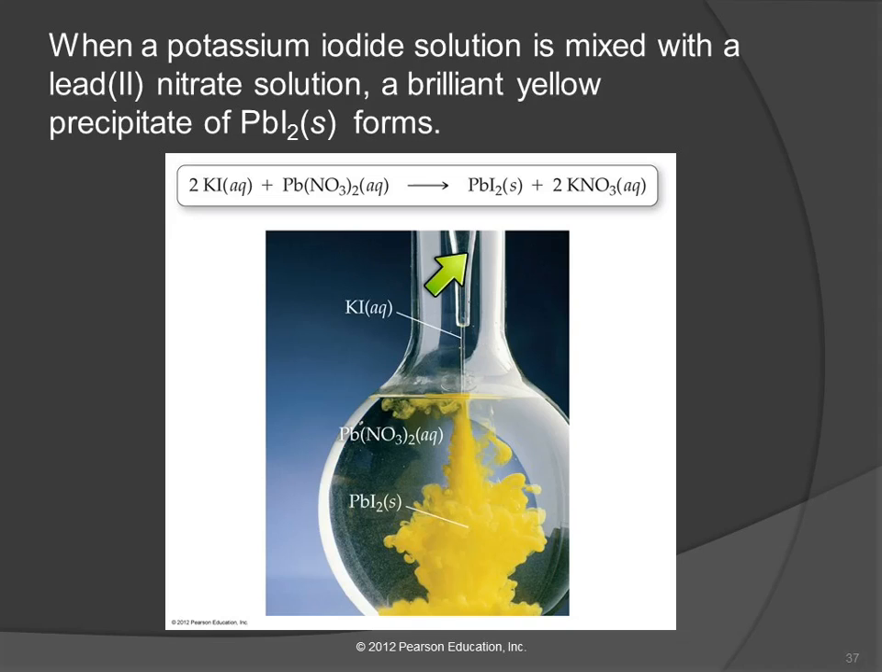Potassium and iodide ions together are a soluble compound. Lead and nitrate ions are a soluble compound. But when these two mixtures come together, we get lead and iodide ions together, and they form an insoluble compound. And so they precipitate and make a solid. And again, when we see cloudiness like that, that's an indication that this is a solid. It's just small particles.